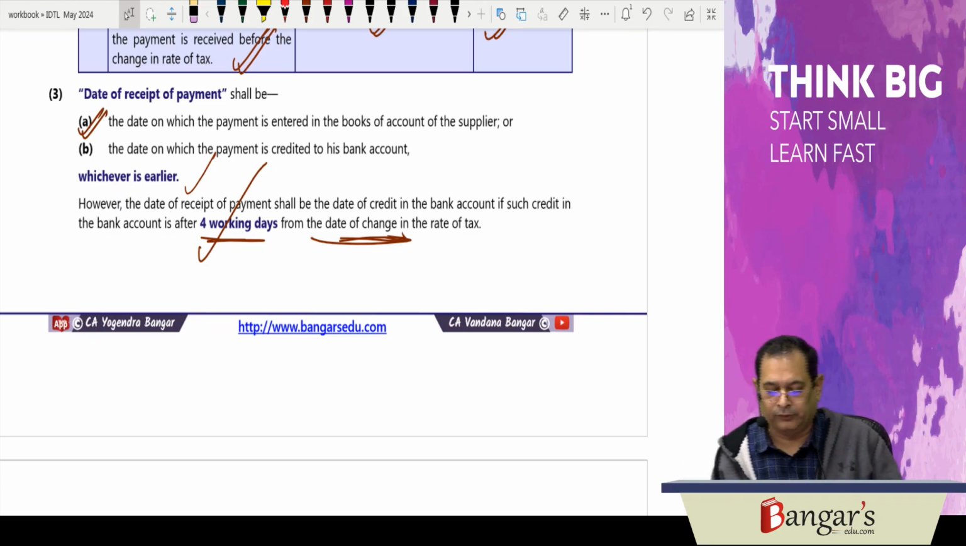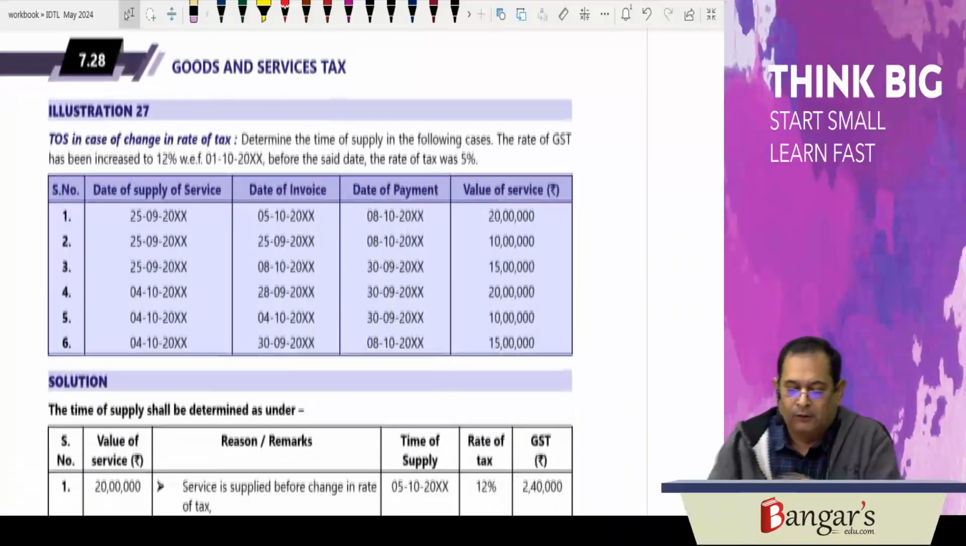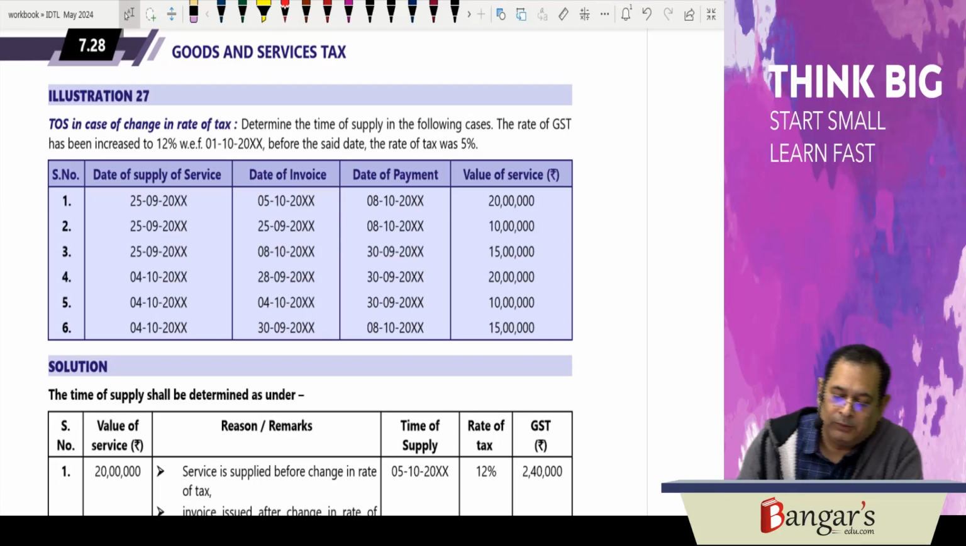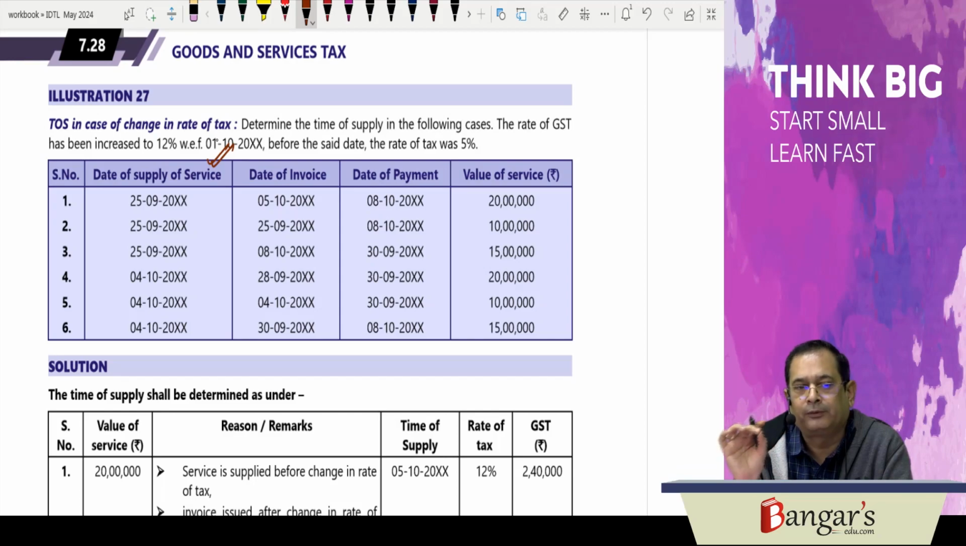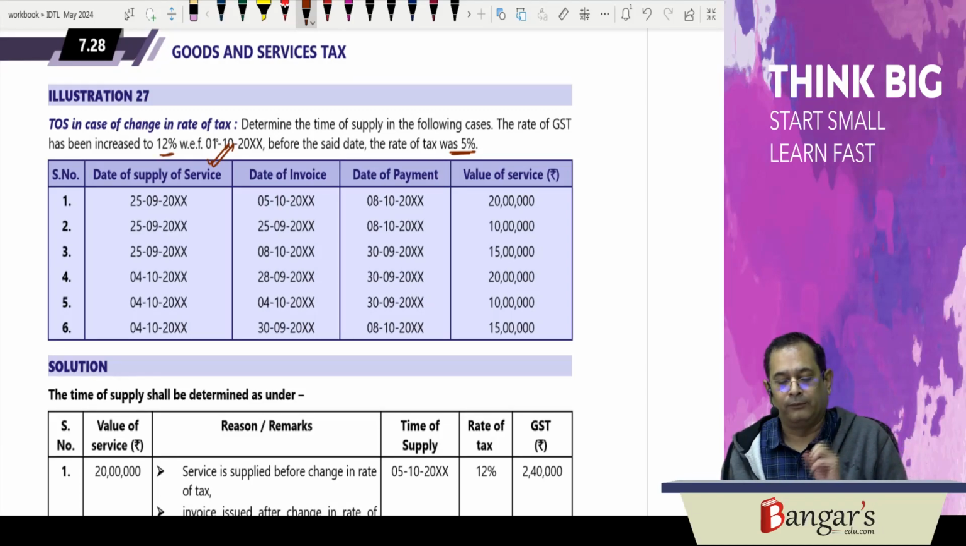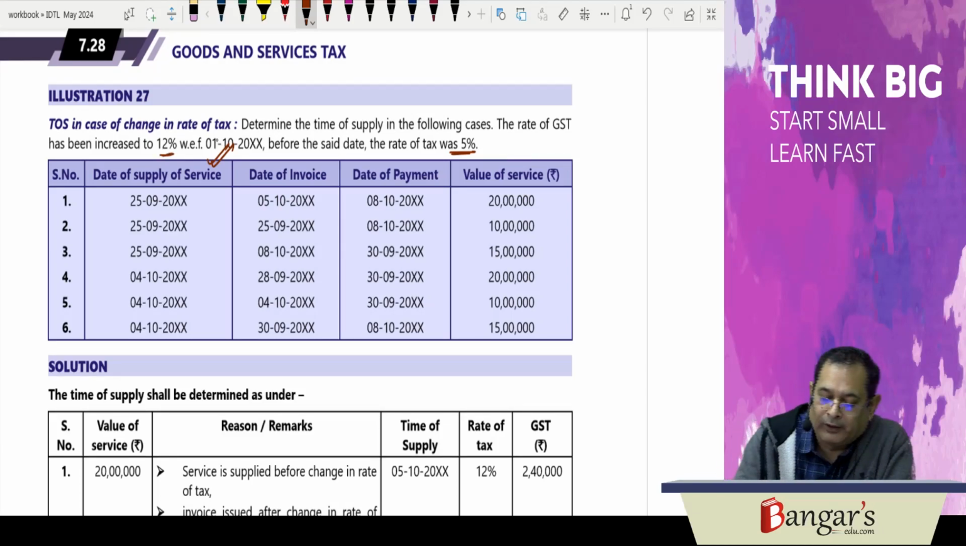Now let us discuss the questions on the change in rate of tax. Determine the time of supply in the following cases. The rate of GST has been increased with effect from 1st of October. Earlier it was 5%, now it has been increased to 12% with effect from 1st of October. Now here the date of supply is before the change.